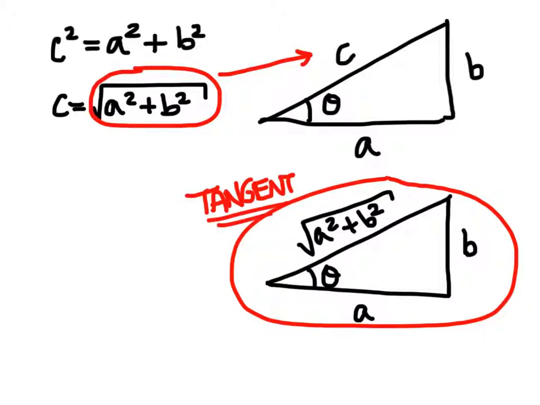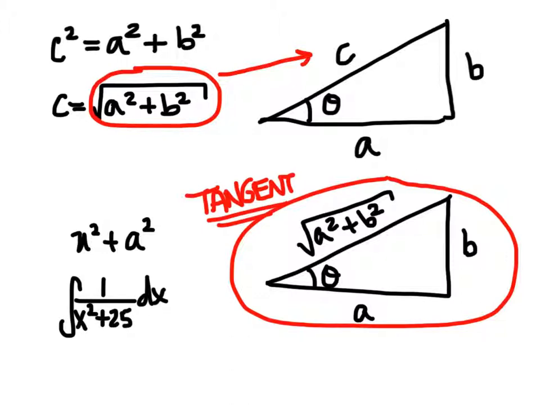This type of substitution is going to work for integrands of the form u squared plus a squared, and for example, it would work for the integral of 1 over x squared plus 25 and things of this type. Alright, and you'd set up the triangle in this fashion, which we'll do a couple examples of. But this is why we set the tangent substitution up with the triangle in this way.